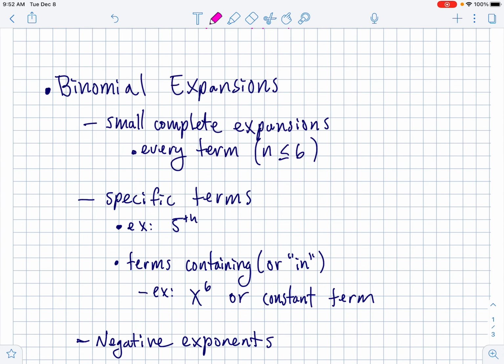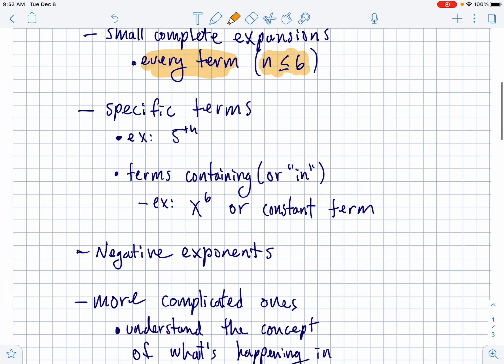Now, expanding binomials. Remember that binomials look like (a + b) to the power of n. We might ask you to do a small complete expansion. So like, (2x - 5) to the power of 4. You should be able to find every single term and expand it all out. If we were to do that, we'd probably keep it up to the power of 6. Anything past that is kind of a lot of writing, but you could do it.